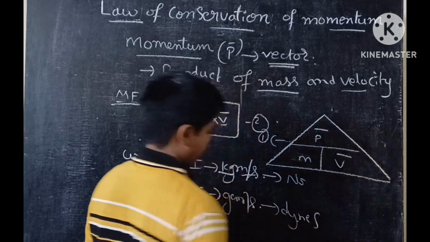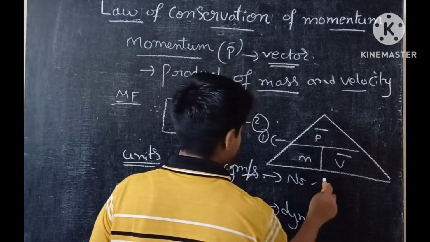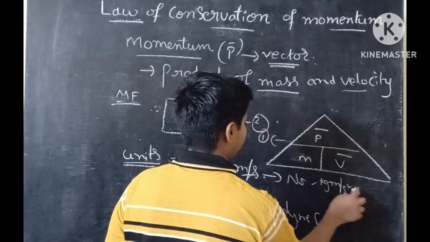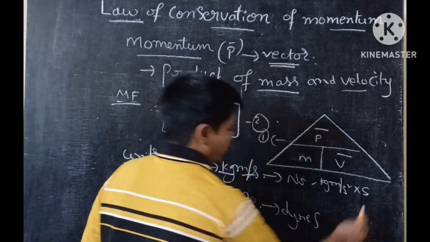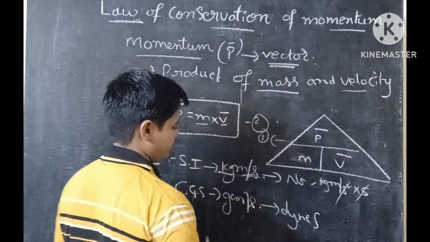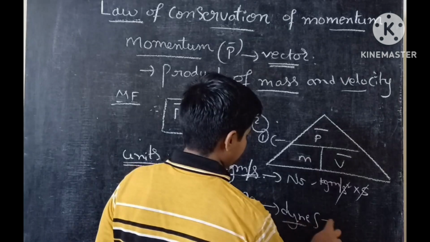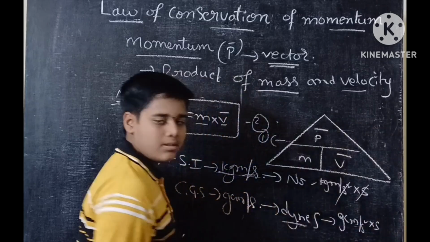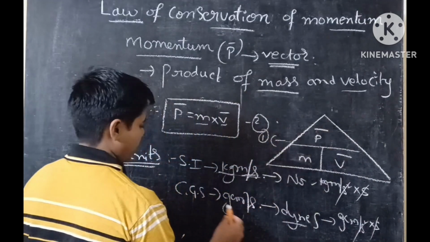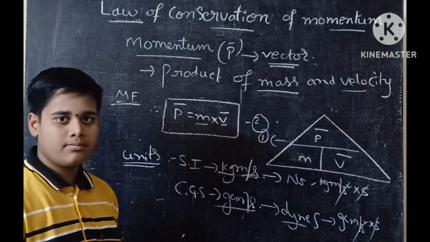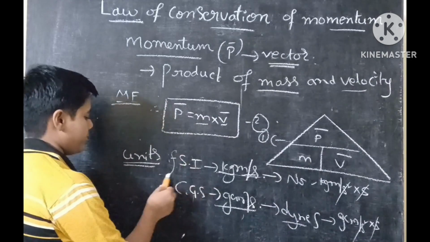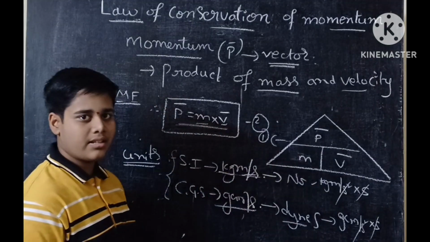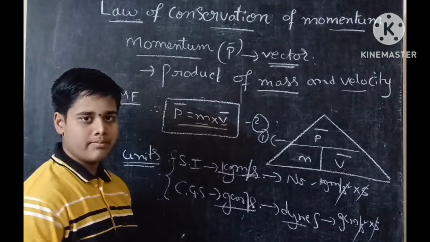Why Newton second? Newton means kg meter per second square, into a second. So one second gets cancelled and the remaining is kg meter per second. Dyne second means gram centimeter per second square into second, and here one second is cancelled and the remaining is gram centimeter per second. So these are the two units, and this mathematical formula is very useful to calculate problems on momentum.